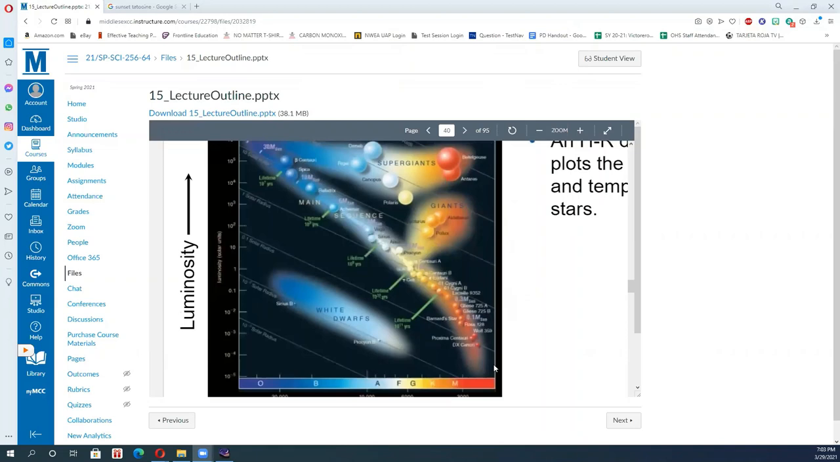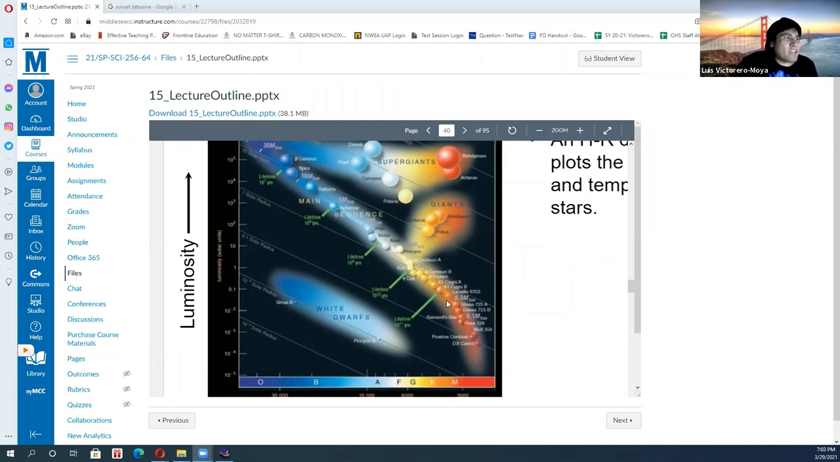What is this curve that you see here? This is the main sequence curve. 70% of the time, seven out of 10 times when you look at a star, it will fall in this curve, in this line, here, in the main sequence. The sun is around the middle there, here.